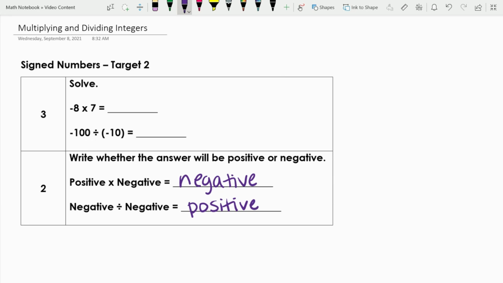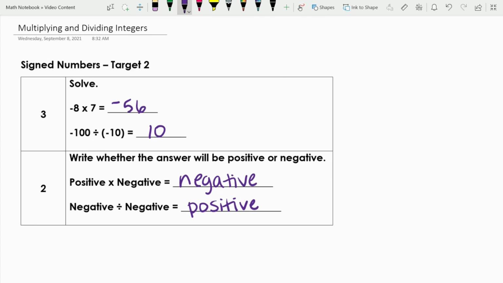The level 3 question is now applying those rules and answering this question. Negative 8 times 7 is a negative because we have a negative times a positive, and 8 times 7 is 56, so it's a negative 56. Then we have negative 100 divided by a negative 10. That's a negative and a negative, so that's going to be a positive, and 100 divided by 10 is just 10. That should have been your answer for those.